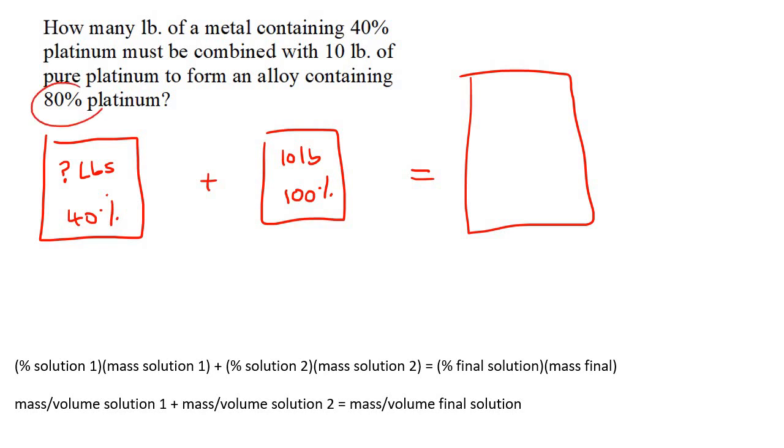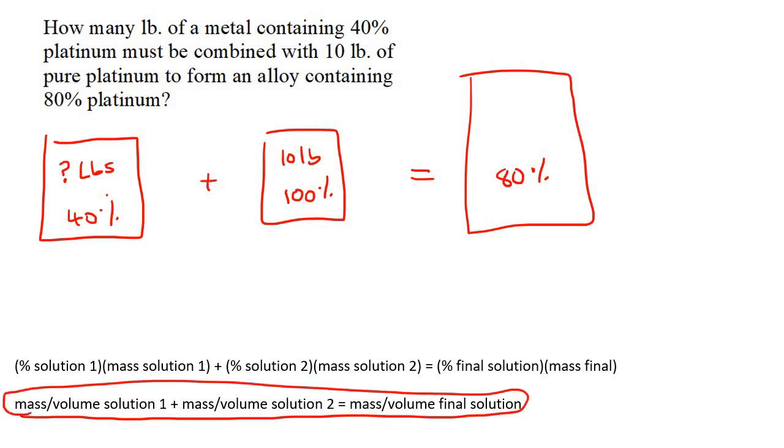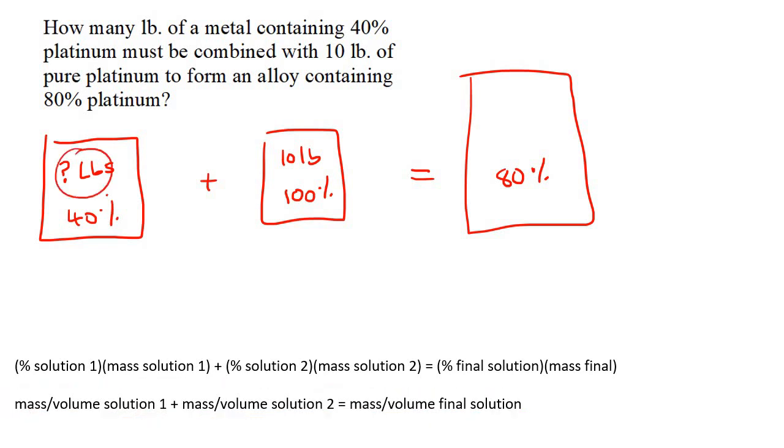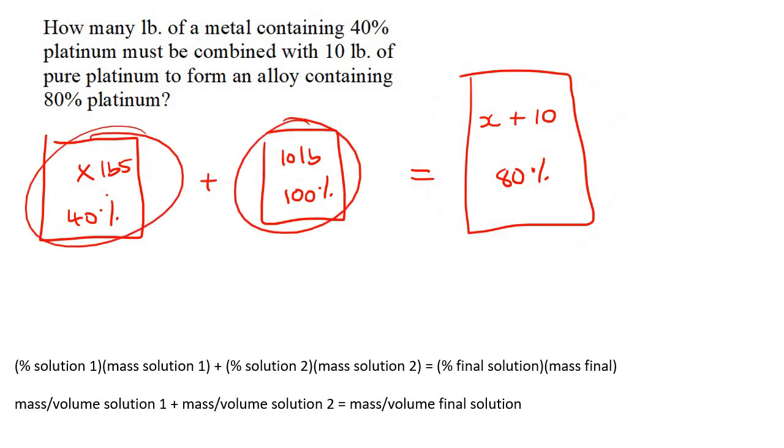They want us to form an 80% final solution, so this one will be 80%. And what would its mass be? Normally, if we use this formula, we would add these two values together, right? But that's okay, because we can just say that this is X pounds. Then what would this be? Well, it would just be X plus 10, because we're just adding this one and this one together. Remember, if you add these two together, that gives you the final solution.